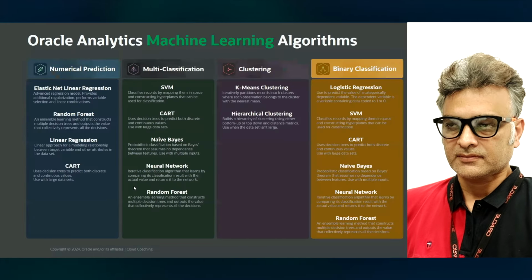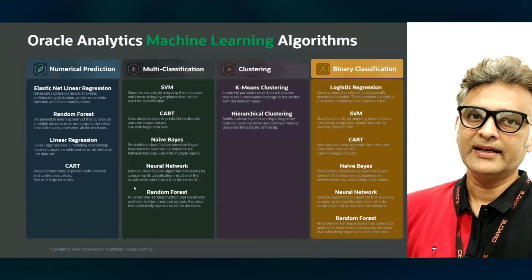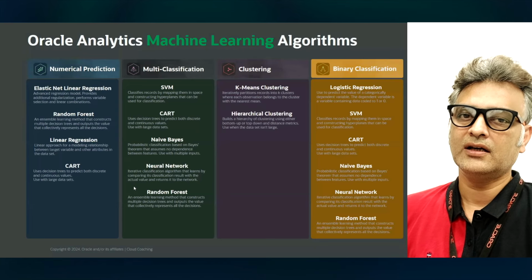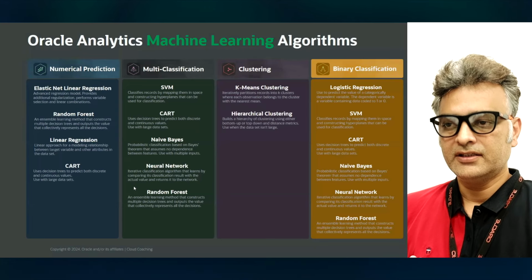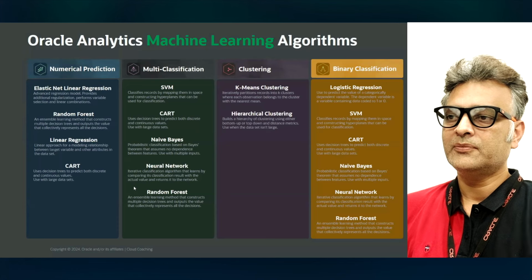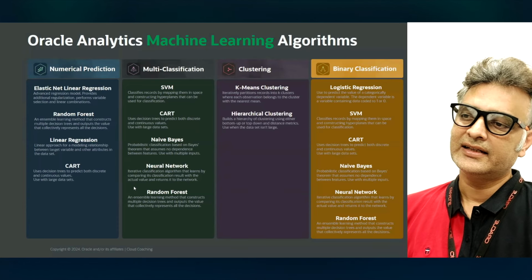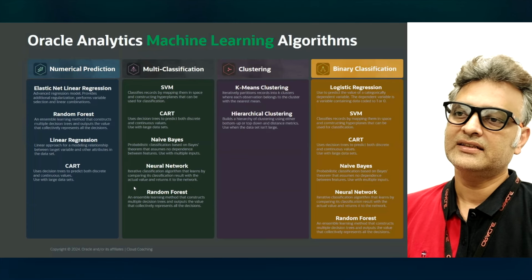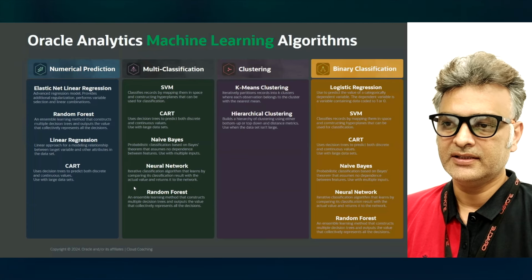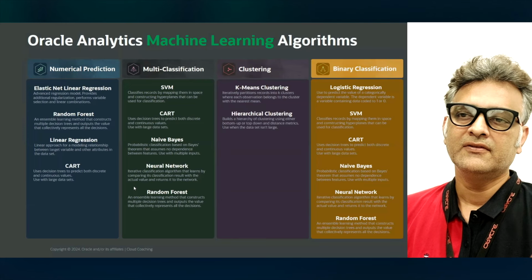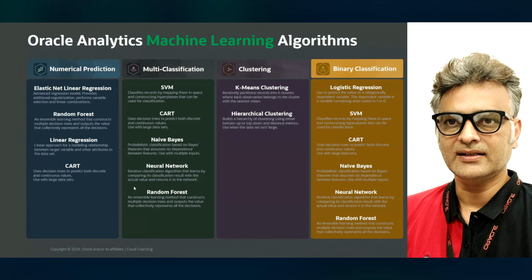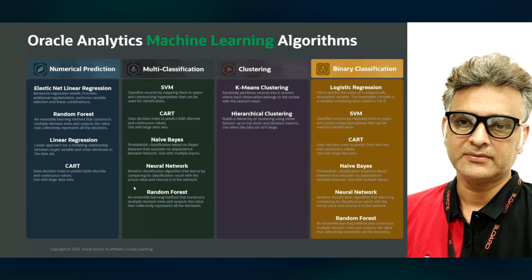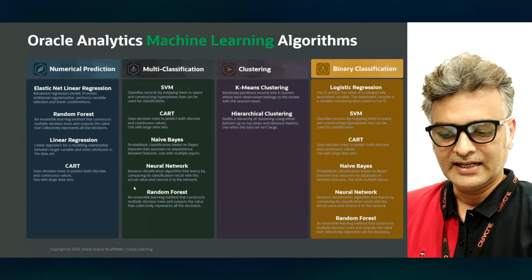Moving ahead, Oracle Analytics machine learning algorithms. So these are all of the algorithms that are available within Oracle Analytics Cloud at your disposal. For say numerical prediction, we have elastic net linear regression, random forest, linear regression, CART. For multi-classification, we have SVM, CART, naive Bayes, neural network, random forest. For clustering, we have k-means, hierarchical clustering. For binary classification, we have logistic regression, SVM, CART, naive Bayes, neural network, random forest.